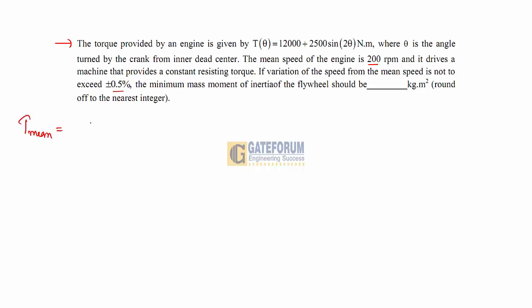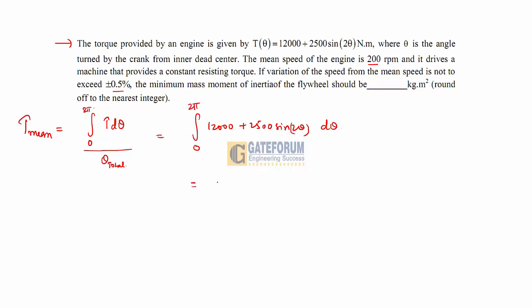Mean torque is equal to the integral from 0 to 2 pi of T d theta divided by theta total. So here this is 12,000 plus 2,500 sine 2 theta d theta from 0 to 2 pi.